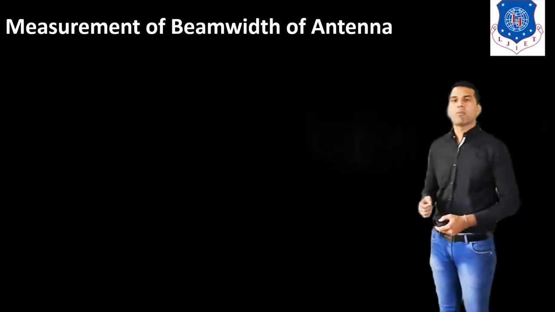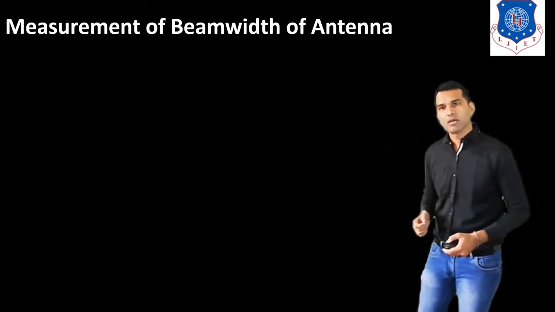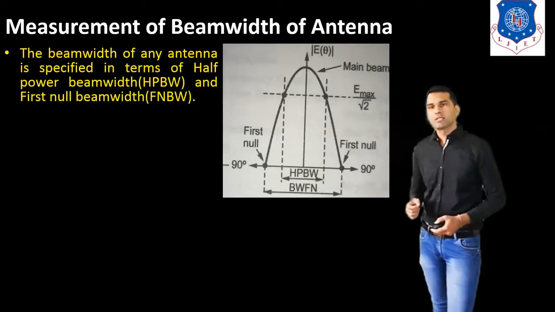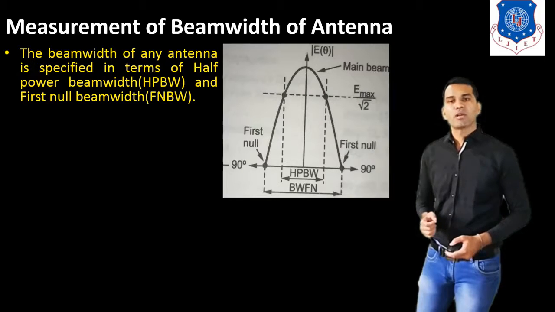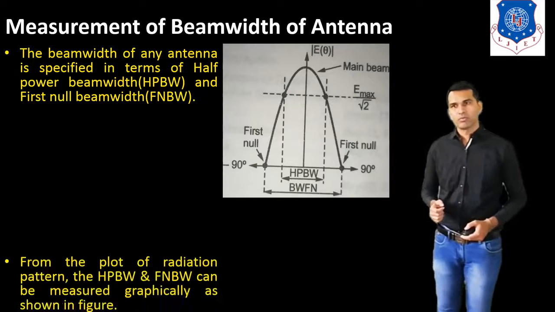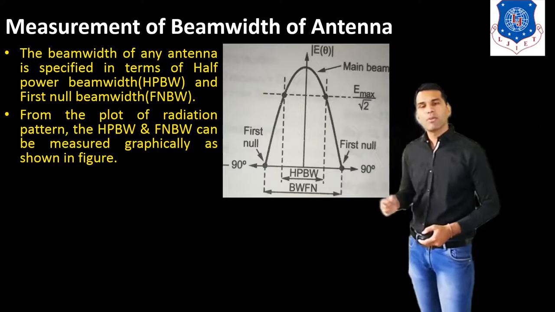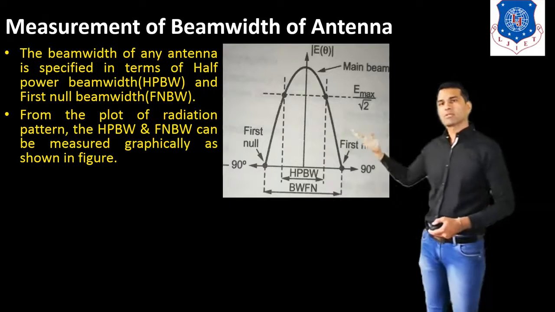Now we discuss the measurement of beam width of the antenna. The beam width of an antenna is specified in terms of the half power beam width and the first null beam width, that means HPBW and FNBW. From the plot of the radiation pattern, the HPBW and FNBW can be measured graphically as shown in this figure.